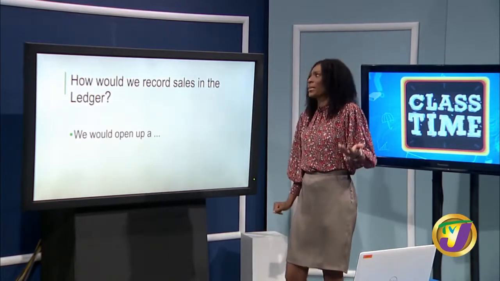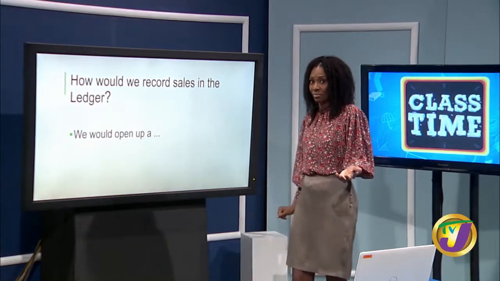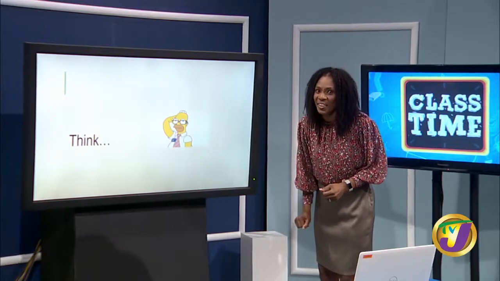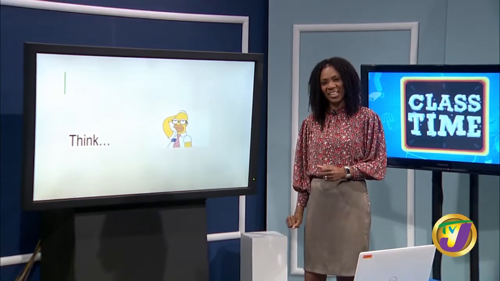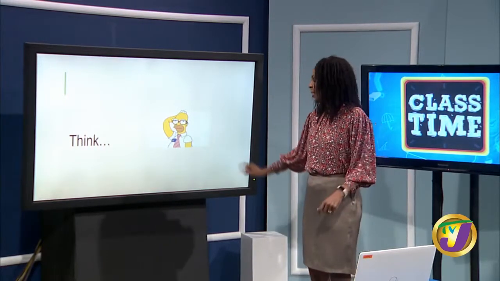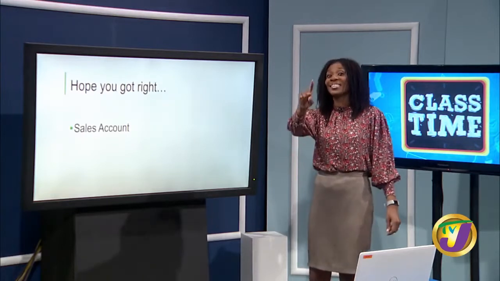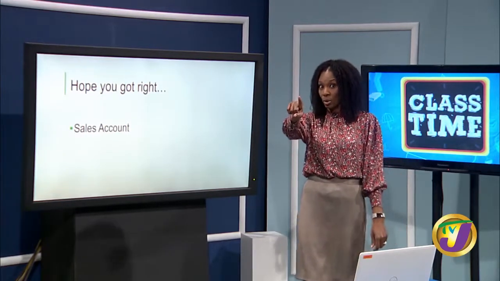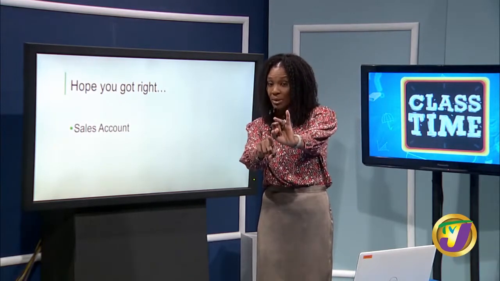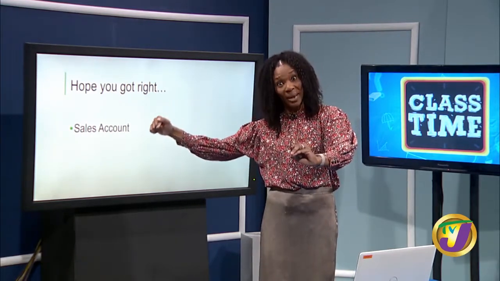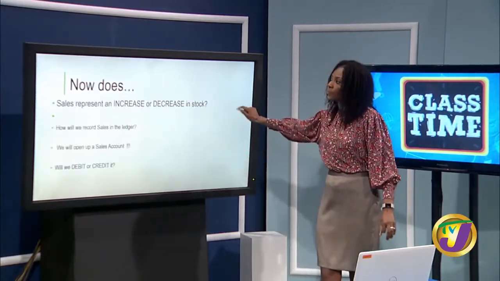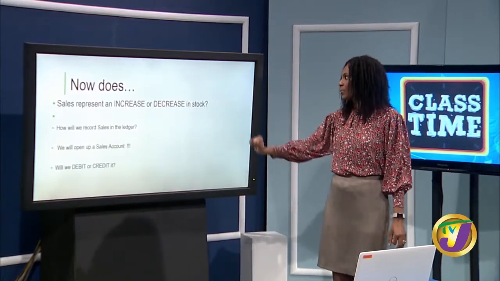Now, how would we record then sales in the ledger? We would open up a what? Think. Miss Wicked today, she just have you thinking. No, this is teaching. You have to think. We would open up what we call a sales account. Good. So purchases account for goods bought, returns outwards account for goods returned to our suppliers, and sales account for goods sold. Hope you got that right.